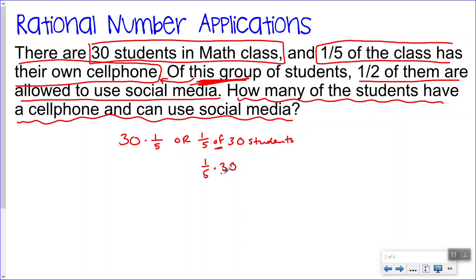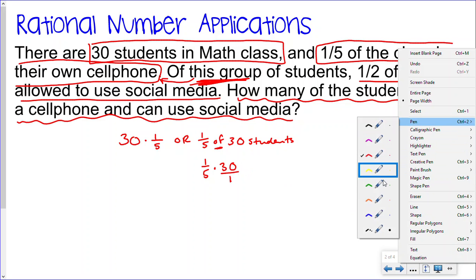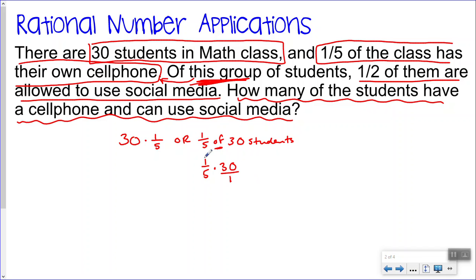Now I can rewrite 30 as 30 over 1. And before I multiply those two fractions, I can do some cross-reducing. I have a common factor of 5 here, so if I divide 5 by 5 and I divide 30 by 5, this is going to become a 1, and 30 divided by 5 is 6. So we have 1 times 6 over 1, which is just 6. So now 1/5 of the class had their own cell phone, so 6 have cell phones.